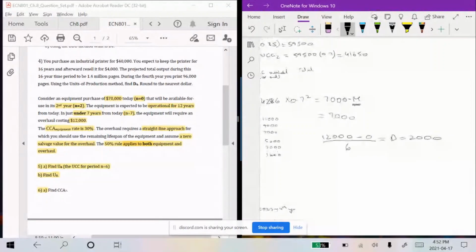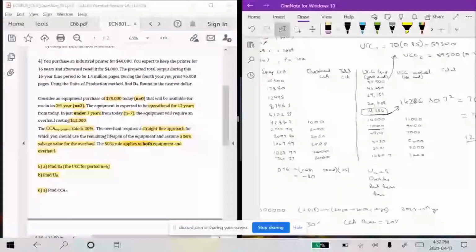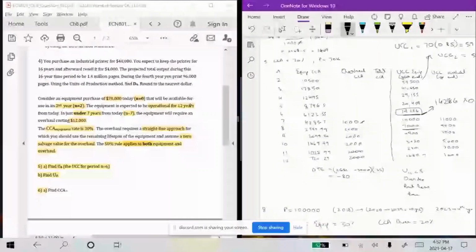But in the first period, we know we use the 50% rule. So 50% of 2,000, and we're just going to be using 1,000. The first period that the overhaul is put in. And then each period going forward, we just use 2,000 because it's a straight line approach.